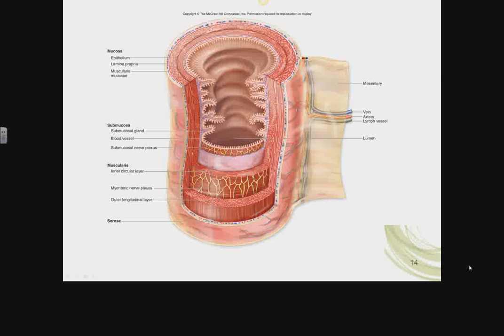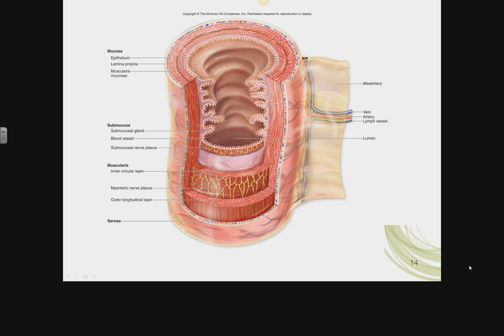Again, this is a picture of the layers of the gut. Going from the top of the screen down, we're going from the luminal side of the gut to the external surface of the gut that would face the peritoneal cavity. Again, we have the mucosa with 3 layers, the epithelium.